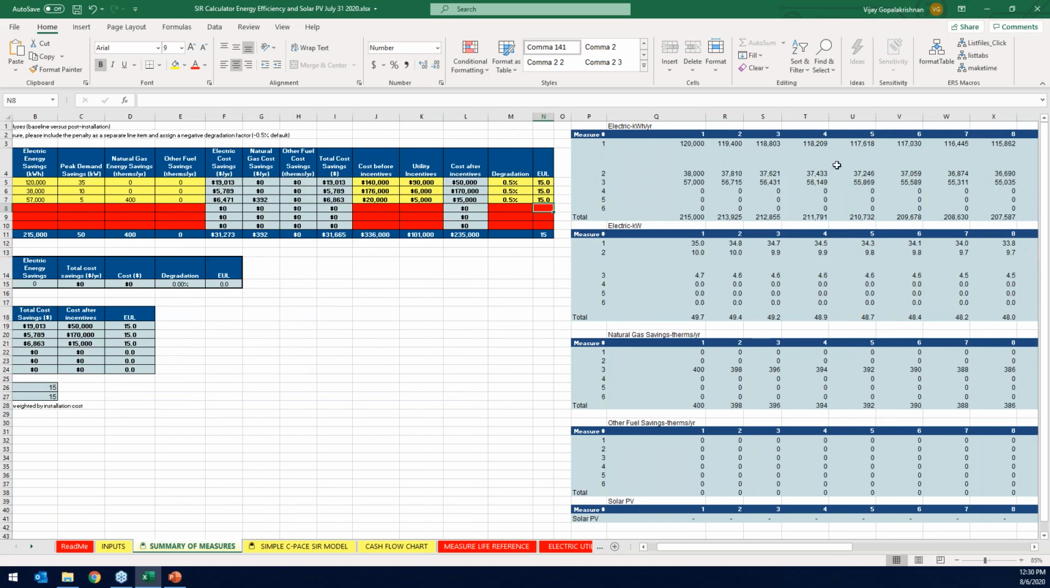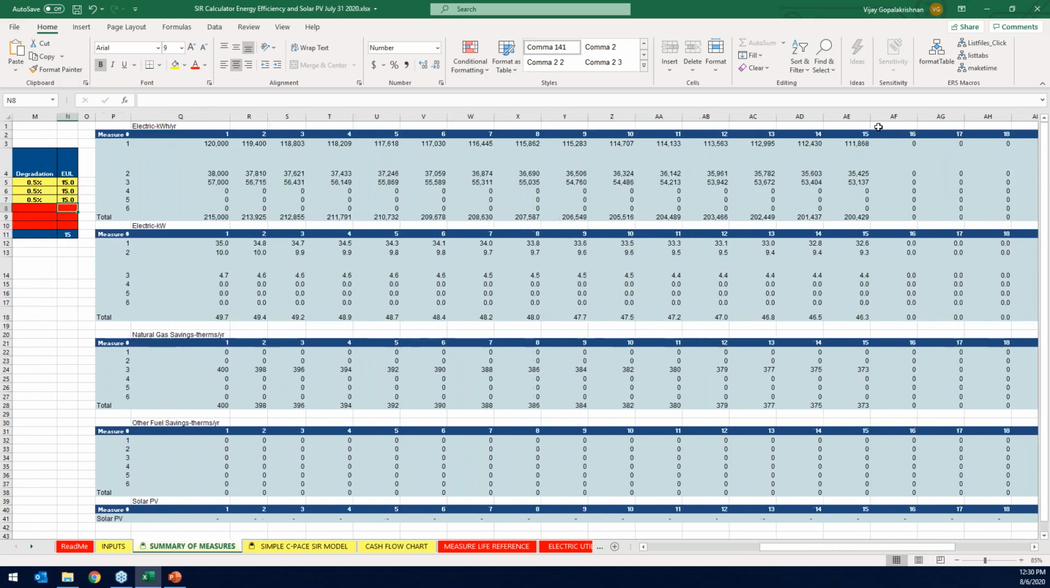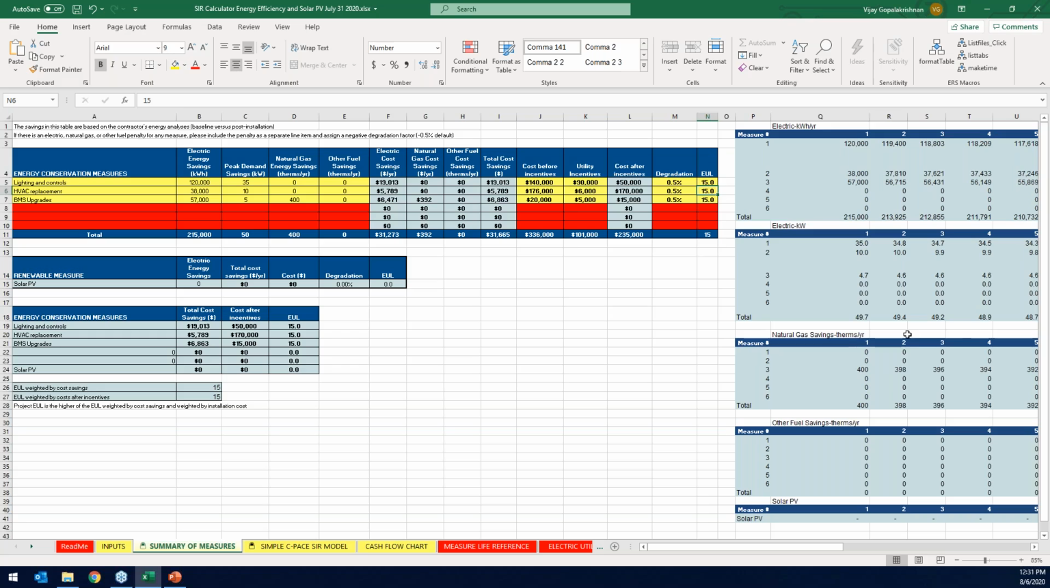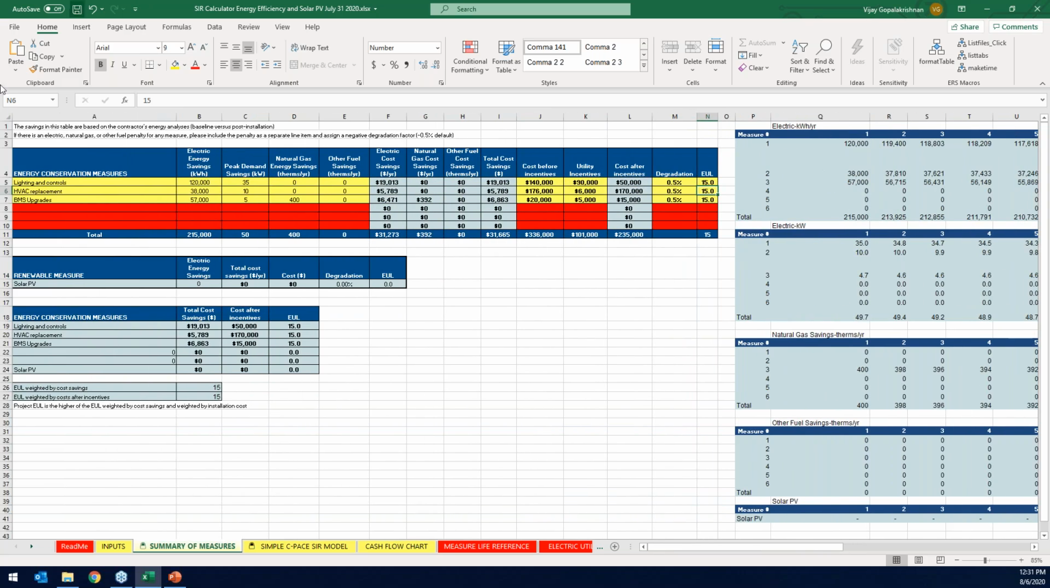On the right, you have a lot of gray cells where the calculations occur. The savings are capped at whatever EUL you use. So let's say you have 17 years. As you saw, I changed the lighting EUL to 17 years, and this automatically increases the savings through year 17. You don't need to do anything with those cells. They're in gray, but I just wanted to point out that with changing the EUL, the numbers change accordingly.